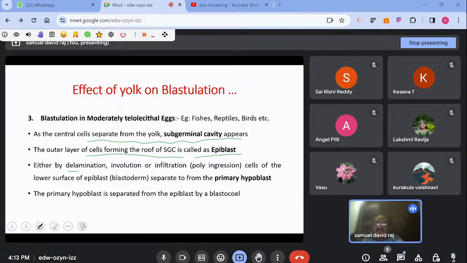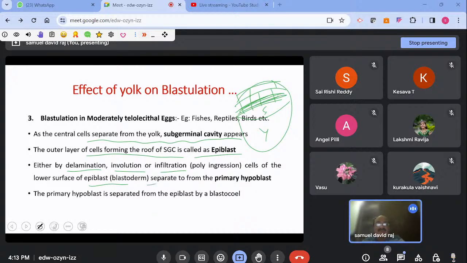Next, a process called delamination or involution or infiltration. Don't ask me about this. Tomorrow, in the morphogenetic movements during gastrulation class, I'm going to address them. So just remember this. Either by a process called delamination or involution or infiltration, which is also called polyimmigration, cells of the lower surface of the epiblast, these are the epiblastic cells, they are multi-layered. Below, this entire thing is yolk and this is the subgerminal cavity. So these are the lower surface cells which are present just above the subgerminal cavity.